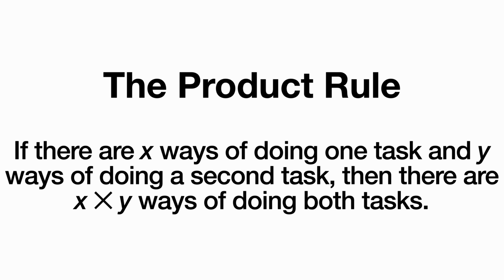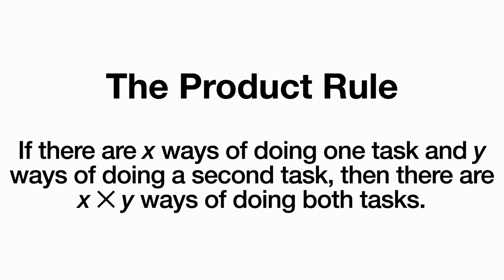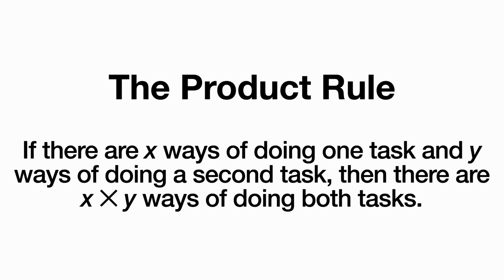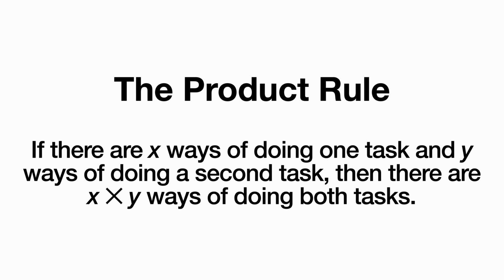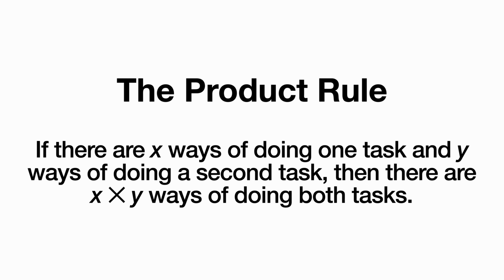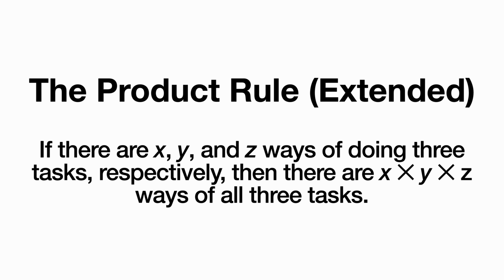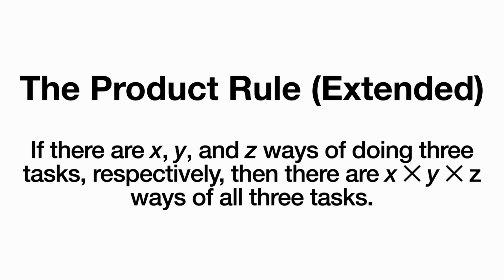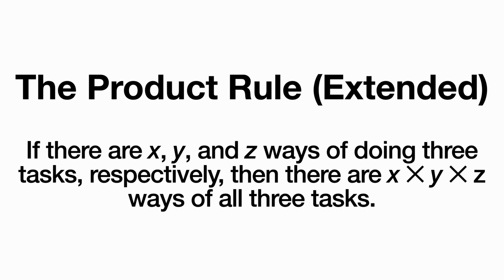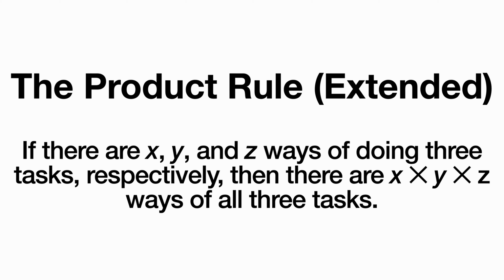This is a classic counting problem, and the solution is given to us by something called the product rule. The rule states that if there are X ways of doing one task and Y ways of doing another task, then there are X times Y ways of doing both tasks. You can extend this to any number of tasks. So if I have 3 tasks with X, Y, and Z ways of doing each task respectively, then there are X times Y times Z ways of doing all 3 tasks.